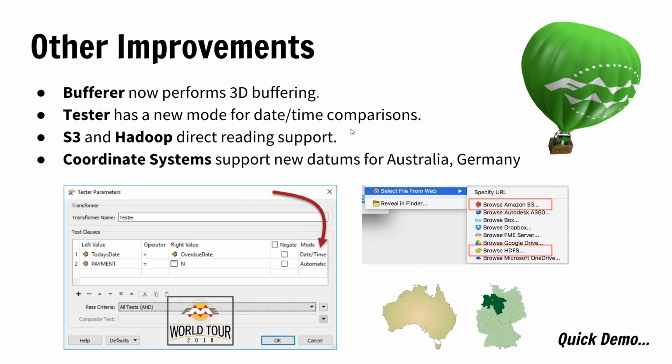And the final thing I wanted to mention was coordinate system support, new datums for Australia and Germany, especially Australia, I guess. The GDA 2020 datum we now support, and we have the grids in there to convert from GDA 94. So you can do that in FME as well.